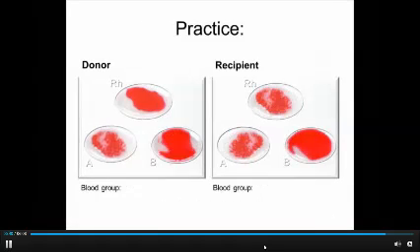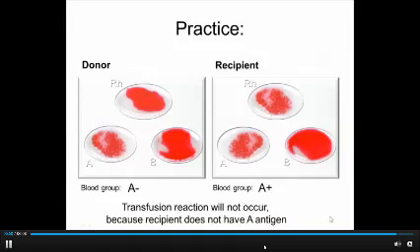One more. Donor here has A negative blood and recipient here has A positive blood. Yes, we can do this transfusion because the Rh negative red blood cells do not carry any Rh markers, and therefore the Rh positive recipient would not recognize those as foreign.